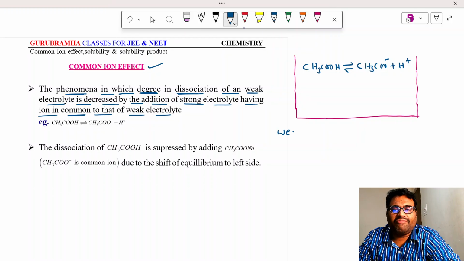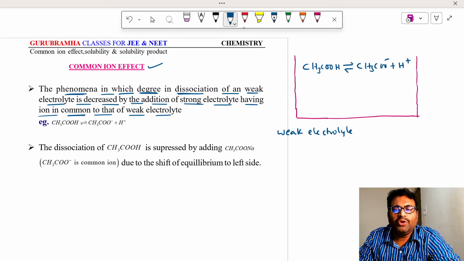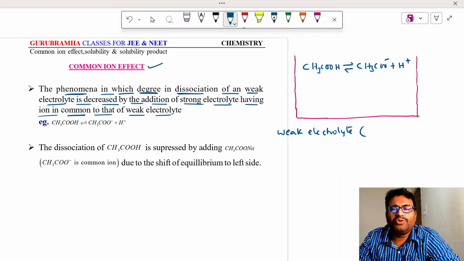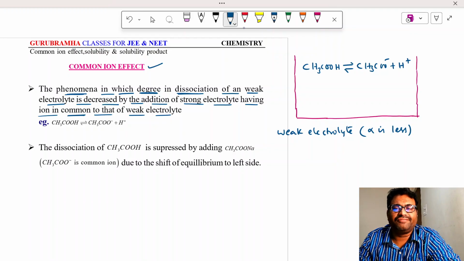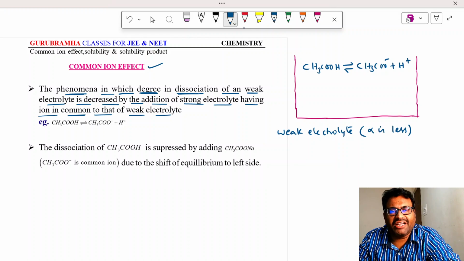What is meant by weak electrolyte? Already we know that it is one whose alpha is less. What is alpha? Degree of dissociation. Whenever alpha is less, we say that it is a weak electrolyte. Now, acetic acid is a weak electrolyte.